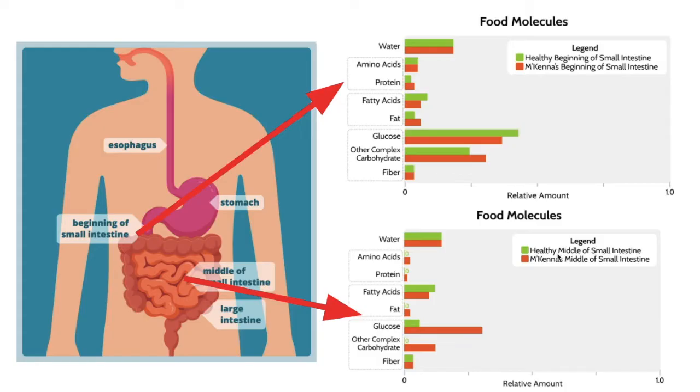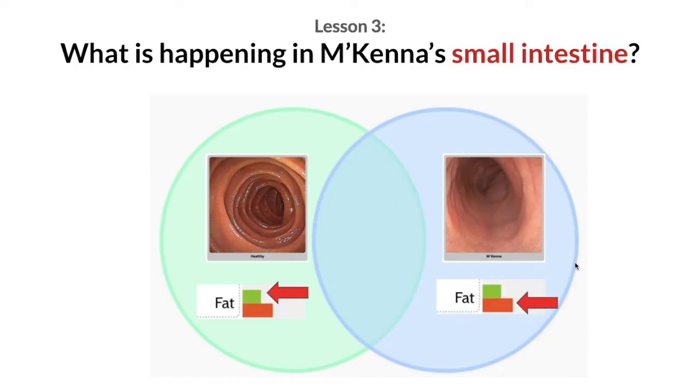Next, we'll look at the middle of McKenna's small intestine. Again, you'll compare the food molecules from the graham cracker in a healthy small intestine in the middle and in McKenna's small intestine in the middle. Comparing and analyzing this data should allow us to answer the question, what is happening in McKenna's small intestine?